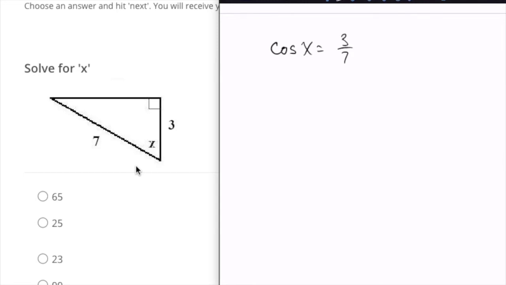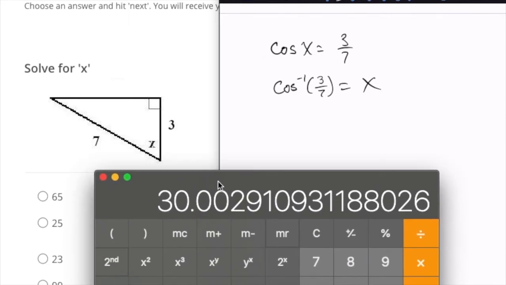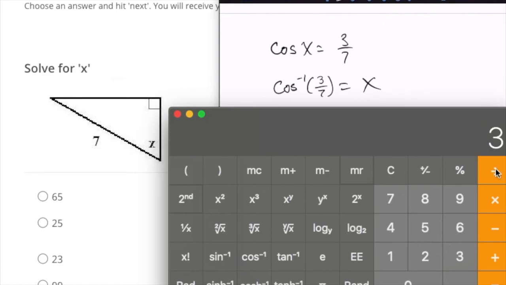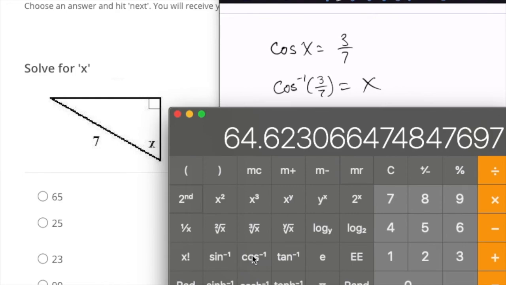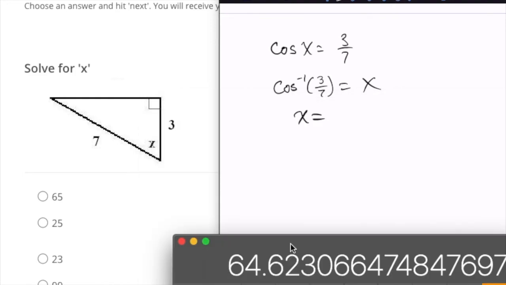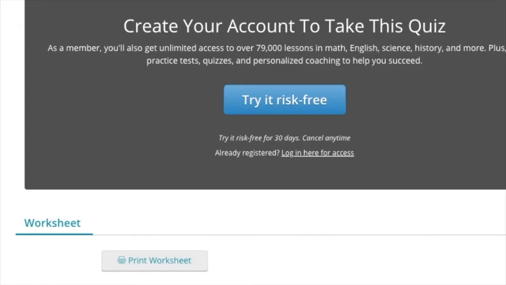But we need to know what x is, so we're going to say the inverse cosine of 3 over 7 is equal to x. So now let's go ahead and solve for x. We're going to bring up our calculator here and say, what is 3 over 7? Well, that's equal to that number right there, and then let's take the inverse cosine of that, and we get 64.6, which rounds to 65 degrees for x. And if we click on it, we got it.